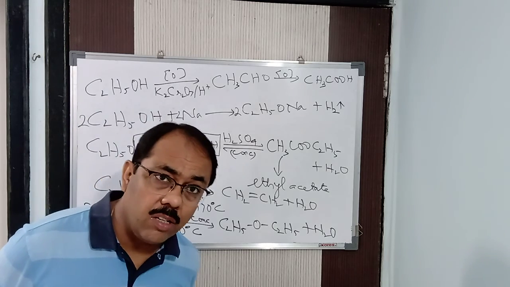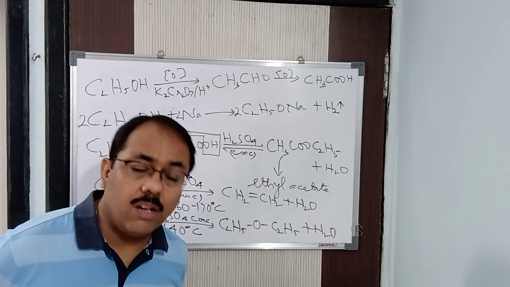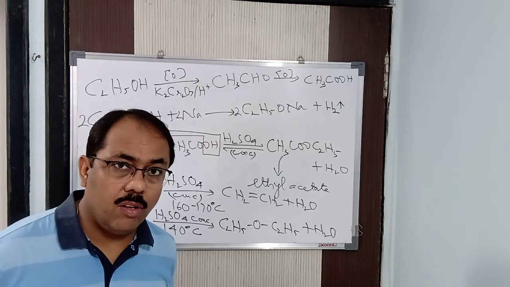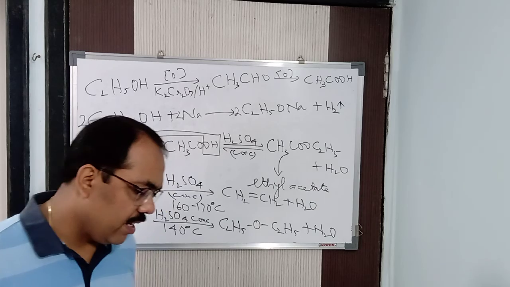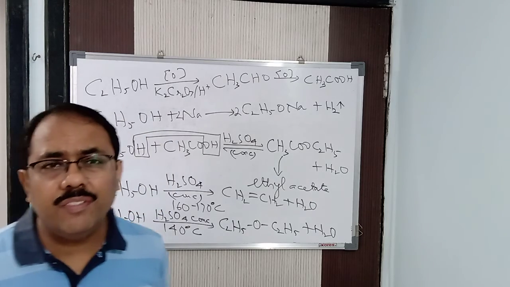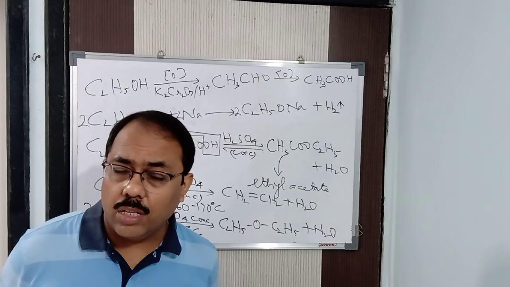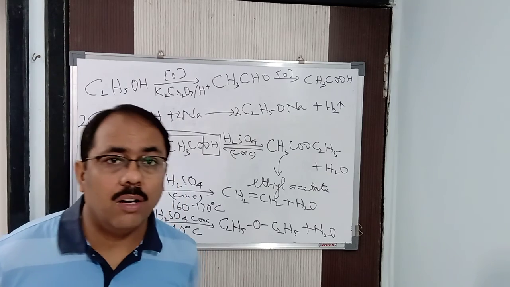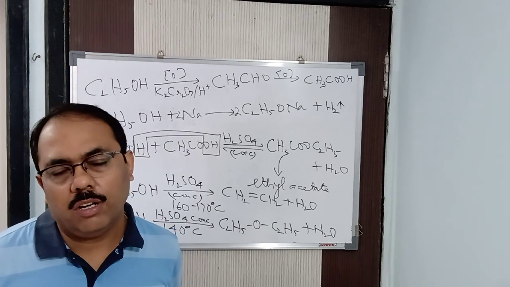Similarly, methylated spirit contains methyl alcohol as an impurity in ethyl alcohol. Alright, 5%, that is called methylated spirit. So that is not at all fit for consumption, remember it. These are all called spurious alcohol or illicit liquor.